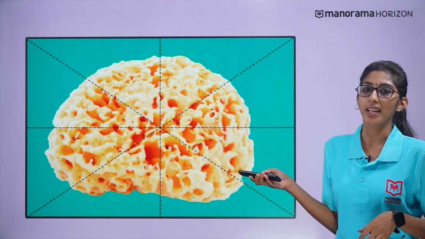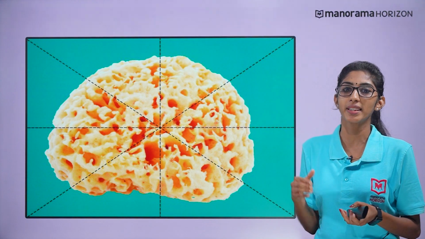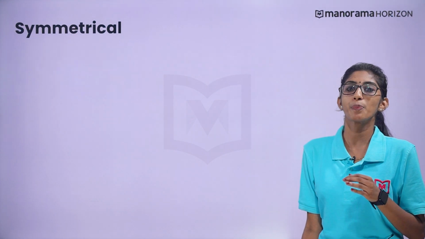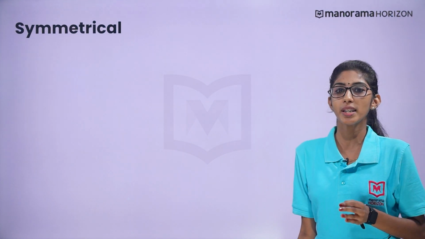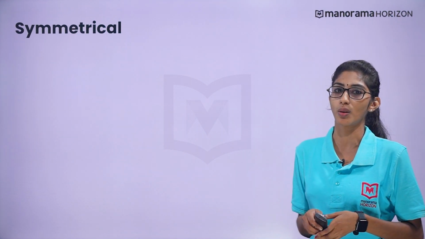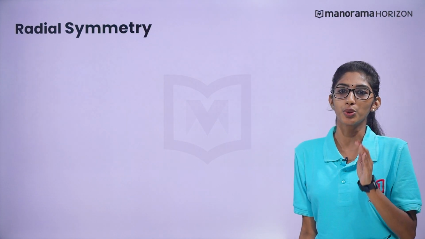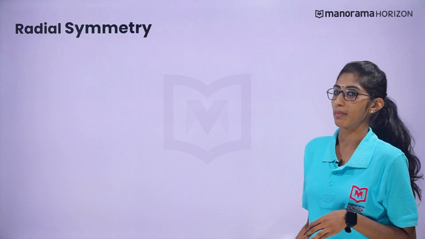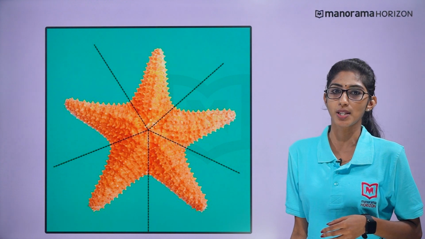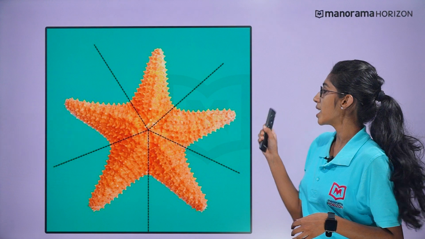Here, you can see that in sponges, any plane passing through the center does not divide them into equal halves. Such animals are called asymmetrical. The body of some animals can be divided into two equal halves by one or more planes. Such animals are called symmetrical. The symmetry can be further divided into two. The first one is radial symmetry. When any plane passing through the central axis of the body divides the organism into two identical halves, it is called radial symmetry.